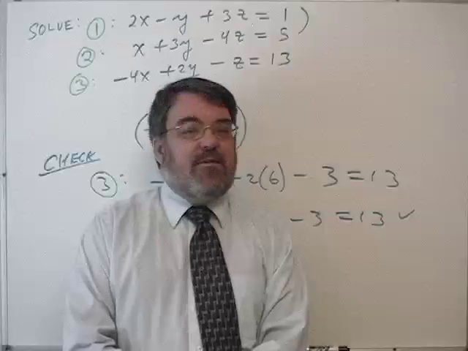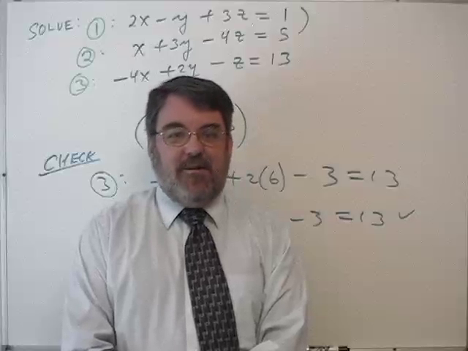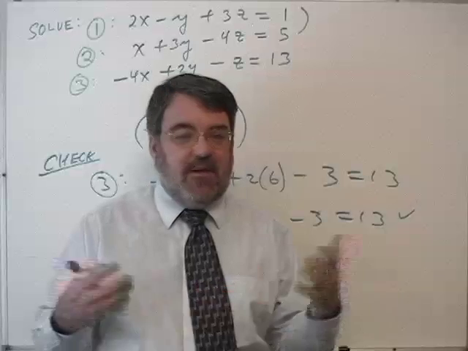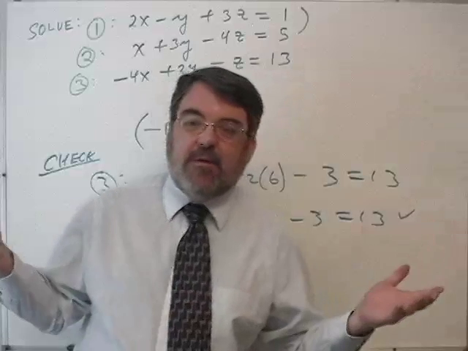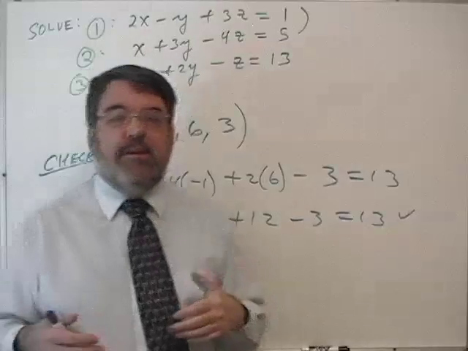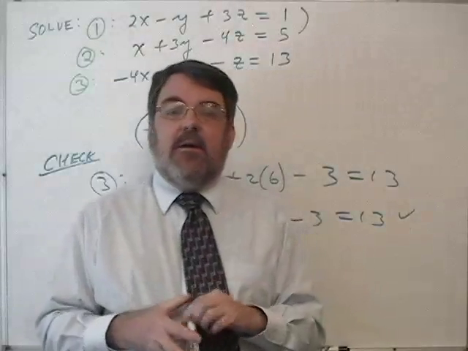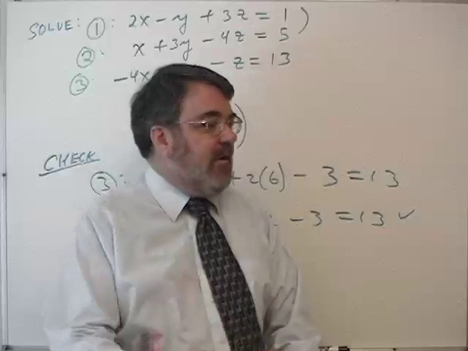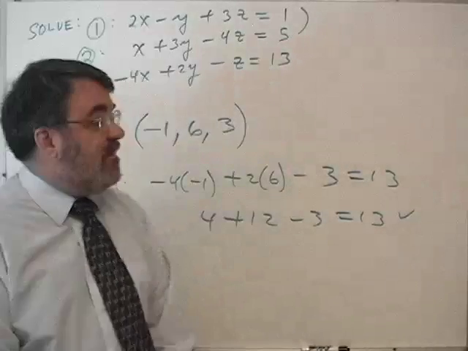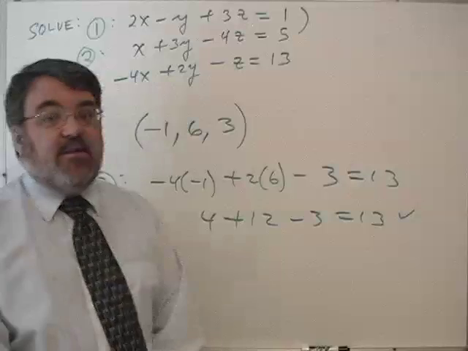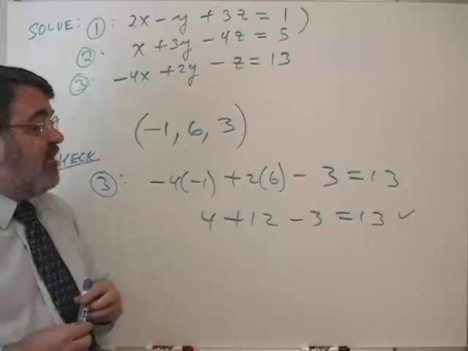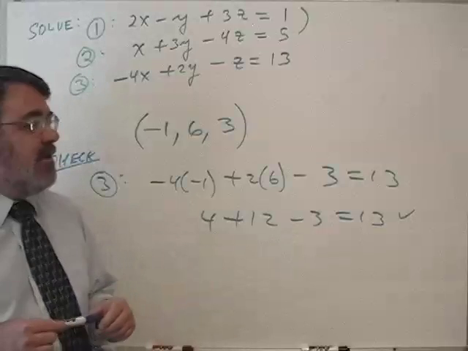It would be an extremely unusual type of error if your answer is checked in all three equations, but yet you still have a bad answer. And that would happen only if you somehow managed to repeat the same mistakes. And that's extremely rare. So we have solved this system of equations, and it represents, incidentally, as I mentioned, a point in space. So I'll talk about that a little bit later.